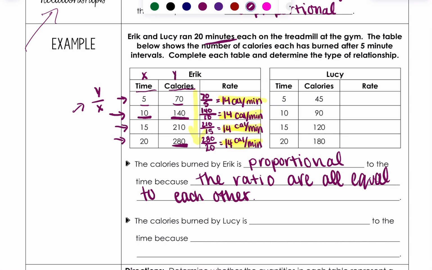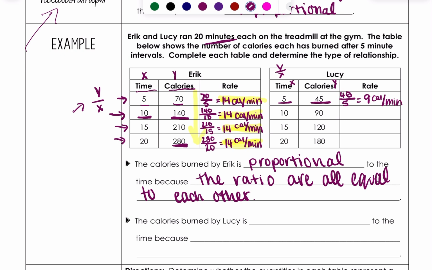Okay, so now moving on to Lucy, we're going to do the exact same thing. In order for us to find the unit rate, we want to make sure that we do y over x. Our x value is always time, on the left side, and our y values are always on the right side. So I'm going to go row by row. First, I want to go with y, because that's what goes on the top according to my formula, over the x value, which is 5 in this row. When I do 45 divided by 5, I do get 9, and my label is still the same, calories per minute.